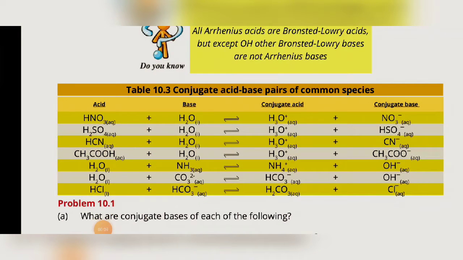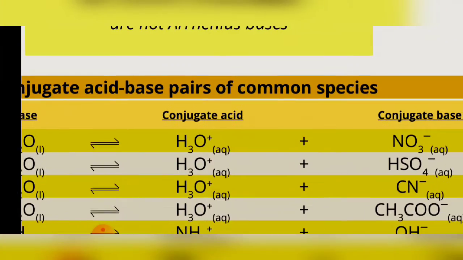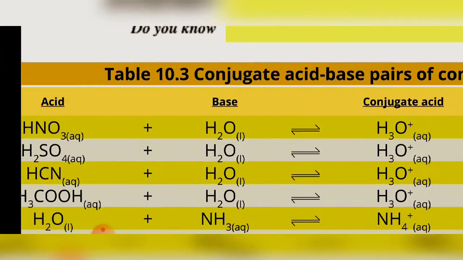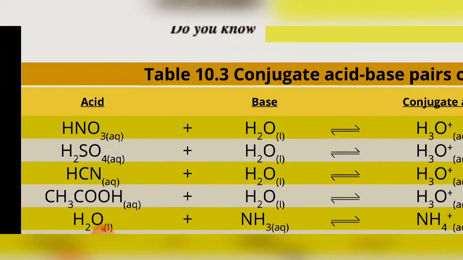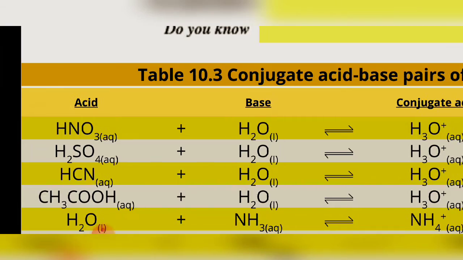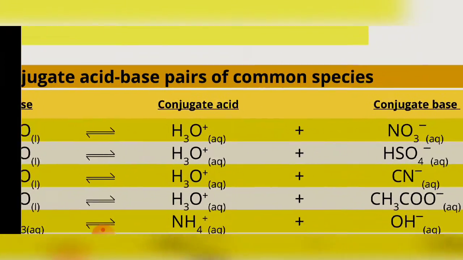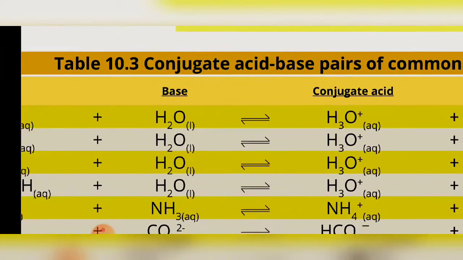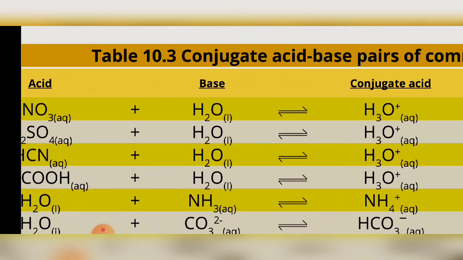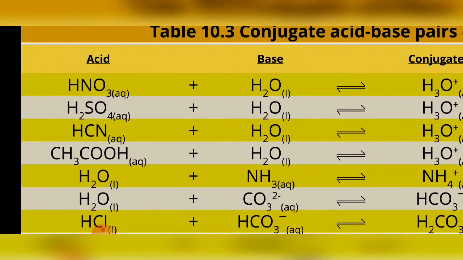Today we will discuss conjugate acids and conjugate bases. We know that every acid produces a conjugate base and every base produces a conjugate acid. Here it is nitric acid and water. When they react, they form hydronium ion and nitrate ion. So the acid, after donating hydrogen to the base, will convert into a conjugate base, and the base will convert to a conjugate acid by accepting hydrogen from the acid.